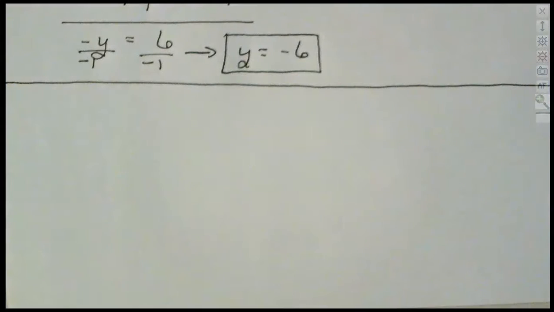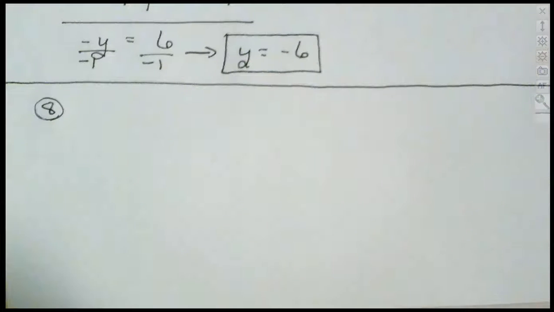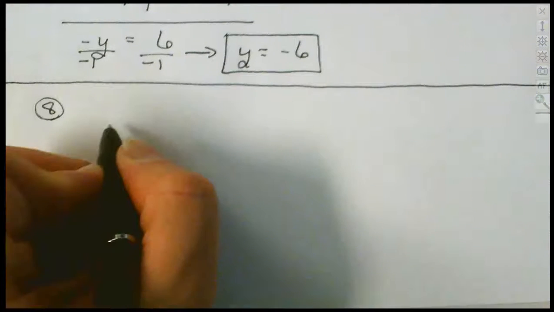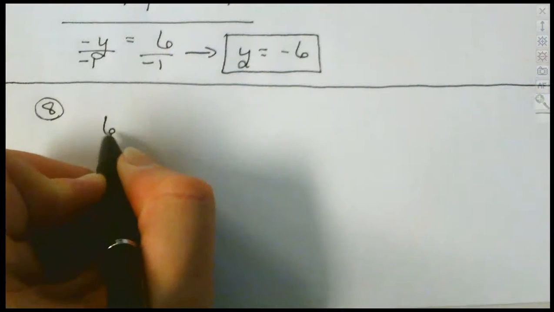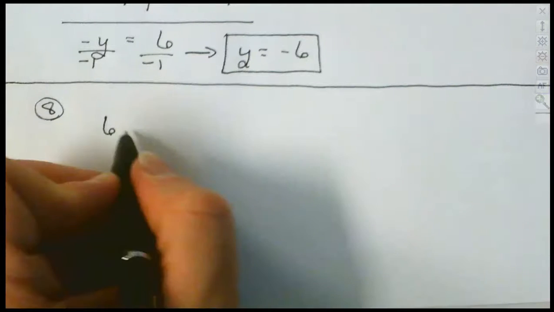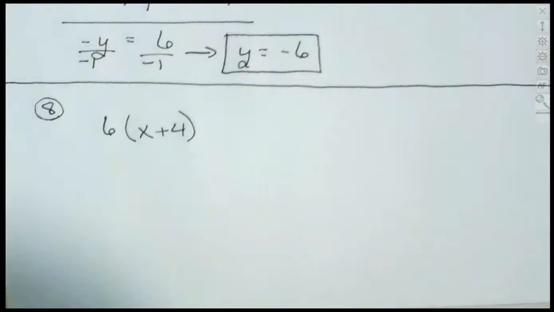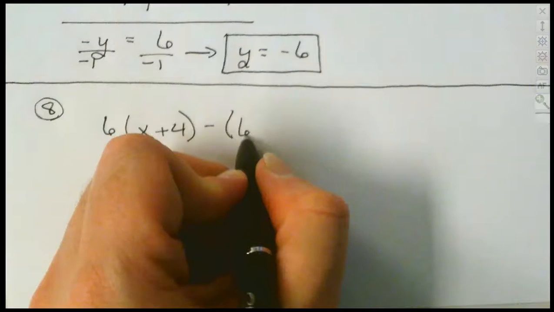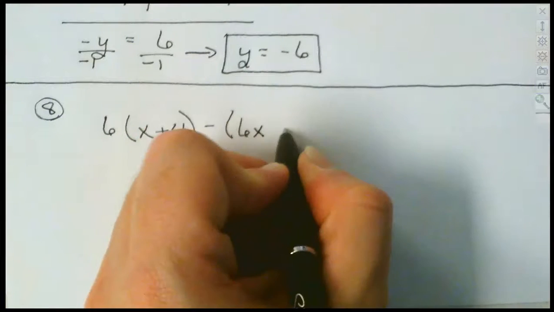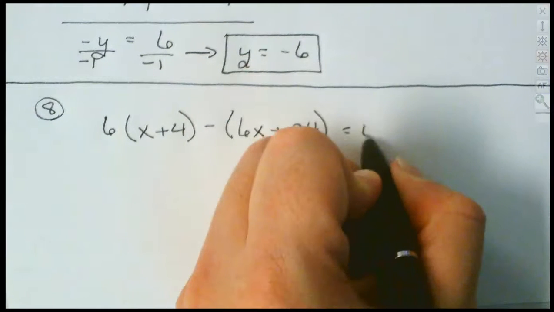Question 8. Question 8 might be a little bit different here because we're going to see what we've got. This one's not going to be conditional. This will be something else. So for question 8, we've got 6 times x plus 4 minus parentheses 6x plus 24 equals 0.